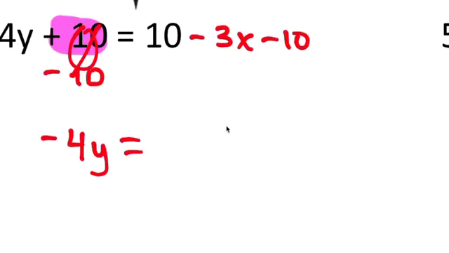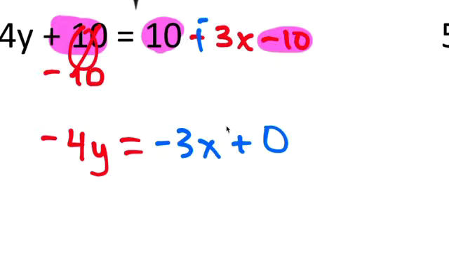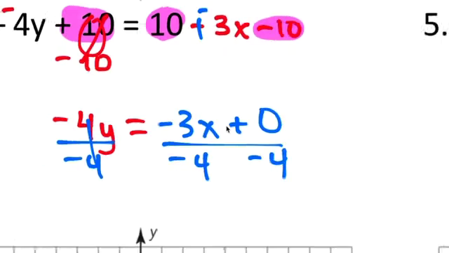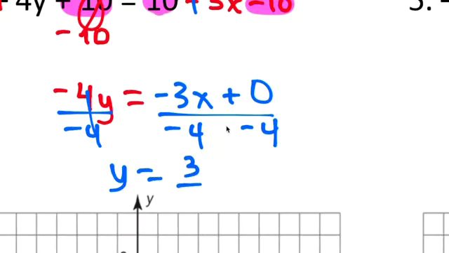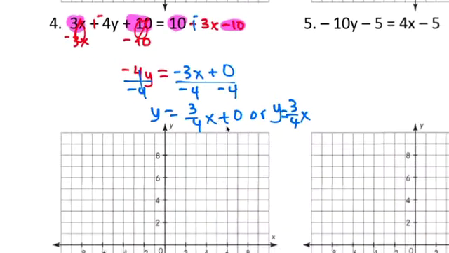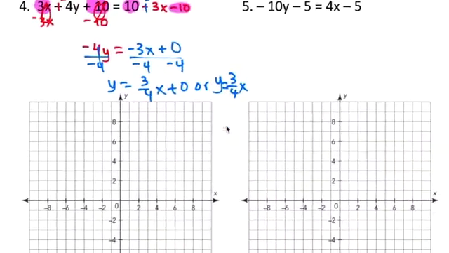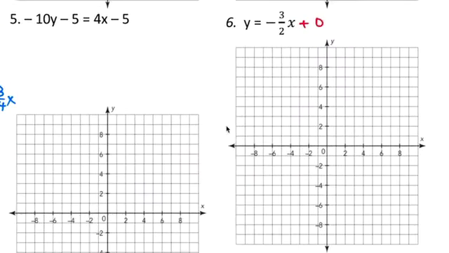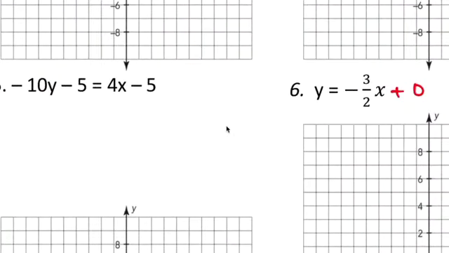Oh, you can combine these together. These are alike. Gets you 0. So you get -3x plus 0. Divide by -4. Okay, y equals 3 over 4x plus 0, or y equals just 3 over 4x, right? And you know how to graph that. Starts at 0, go up 3 over 4.